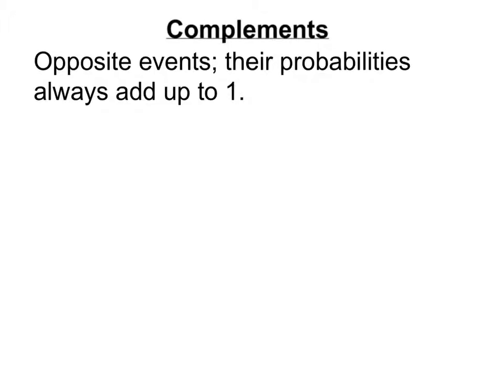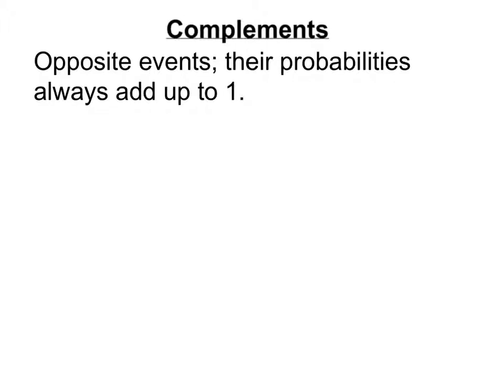Complements are opposite events. Their probabilities always add up to 1. For example, if we're talking about the probability that it will snow today, then the complement would be the probability that it's not going to snow today. If we're talking about the probability that the sun is shining, then the complement would be the probability that the sun is not shining. If we want to talk about the probability that school will not get out on time, the complement would be the probability that school will get out on time.